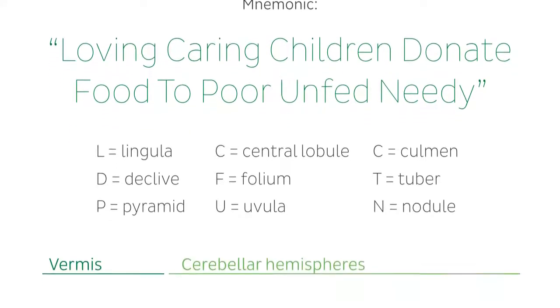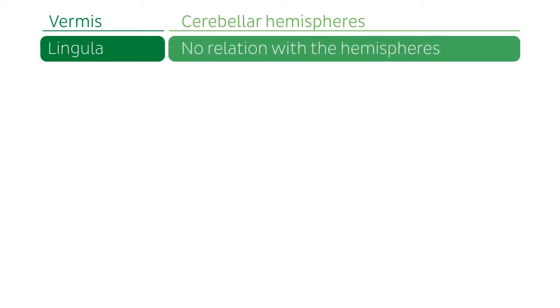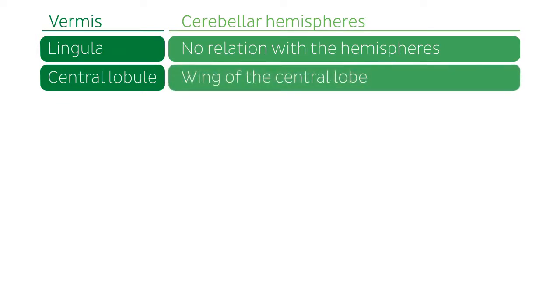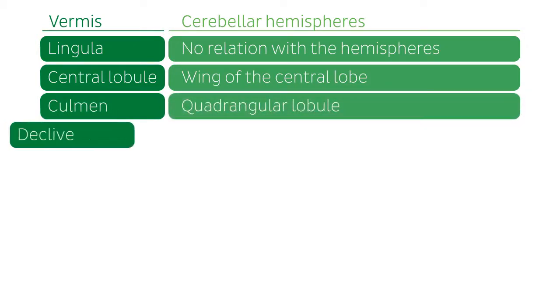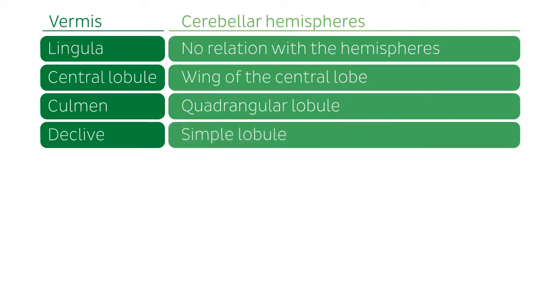And another important thing to remember is the relation of the lobules of the vermis with the lobules of the hemispheres. So in this slide, I will show you this relation. In the left column, you see the lobules of the vermis, while in the right, you see the corresponding lobules of the cerebellar hemispheres. So first we have the lingula, which has no relation with the hemispheres. The central lobule, which is related to the wing of the central lobe. The culmen, which is related to the quadrangular lobule. The declive, which is related to the simple lobule.